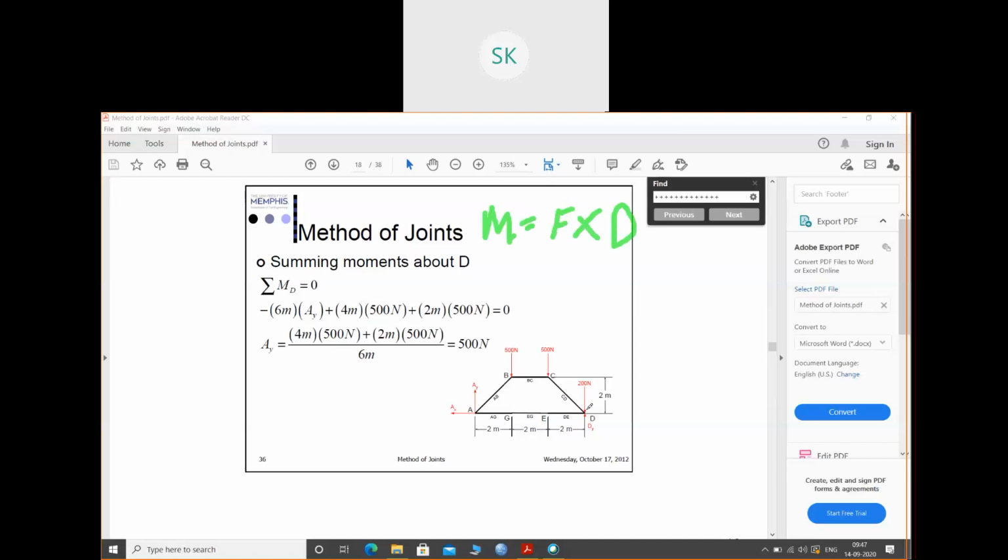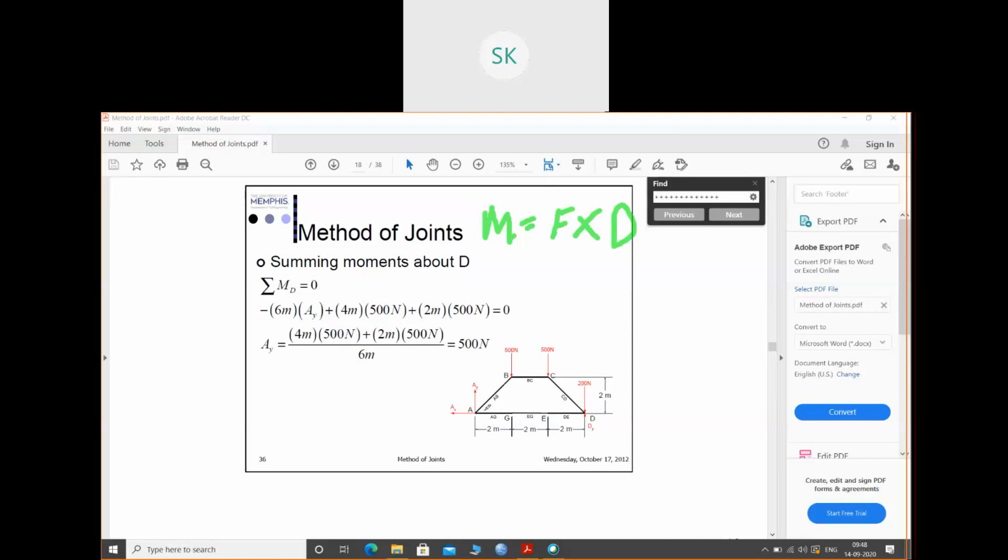If you want to find the moment about D, one force will be AY, right? AY into how much will be the distance? This 2, 2 and 2. The distance between A and D is 2 plus 2 plus 2, which is 6. So this is your 6 meter, and the force is AY.